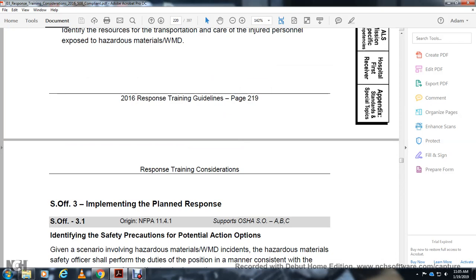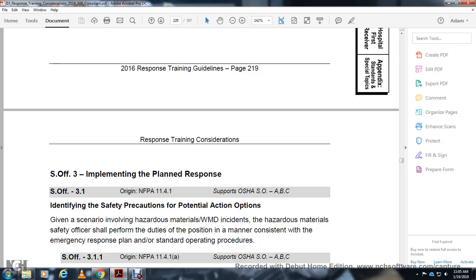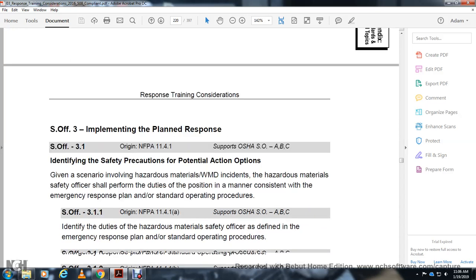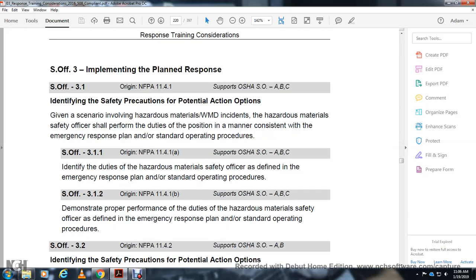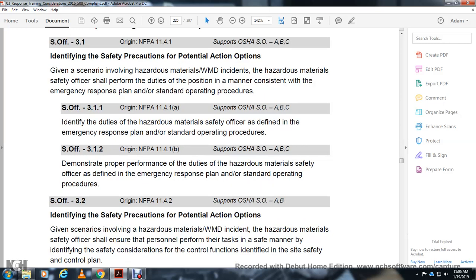Implementing the plan and response. Identify the safety precautions and potential action options. Given the scenario of the hazmat weapon of mass destruction, the hazmat safety officer performs the duties consistent with the emergency response plan and standard operating procedure. Identify the duties of the hazmat safety officer in the emergency response plan standard operating procedure. Demonstrate the proper performance of the duties of the hazmat safety officer as defined in the emergency response plan standard operating procedure.